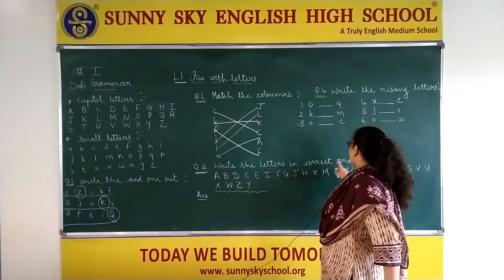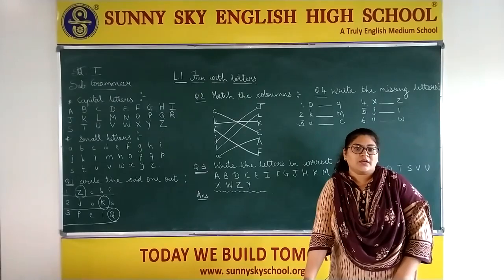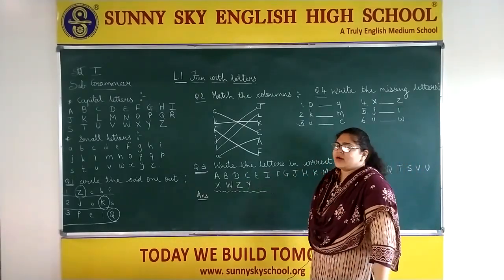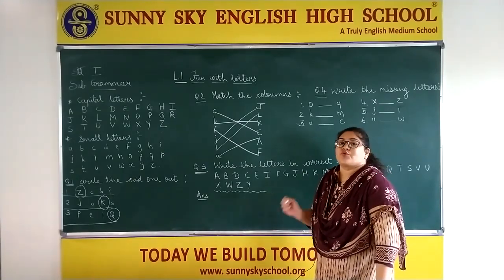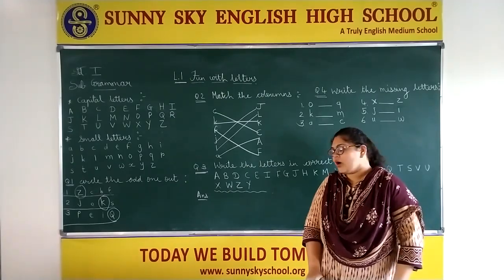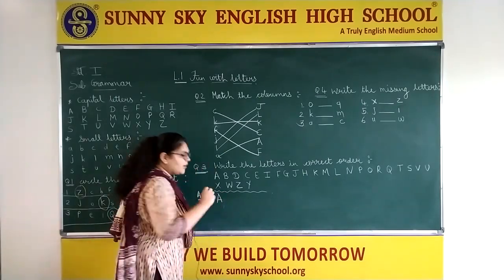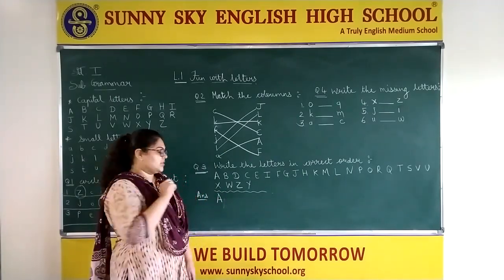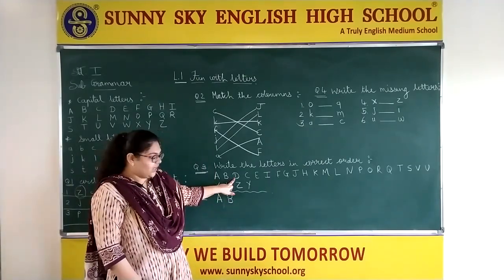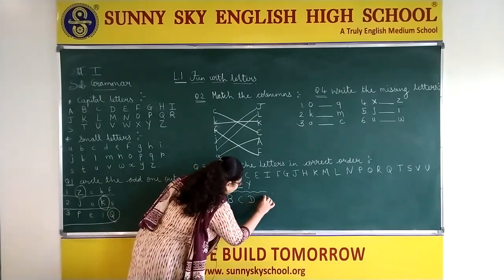Write the letters in correct order. You all are knowing A to Z, right? Here I have written all the alphabets of A to Z, but they are not in correct order. So we have to write all the letters of A to Z in correct order. See. Here first we will write A. What will come the next letter? Yes, B after A. Now will it come D? No, now we have to write C, then D, then E.